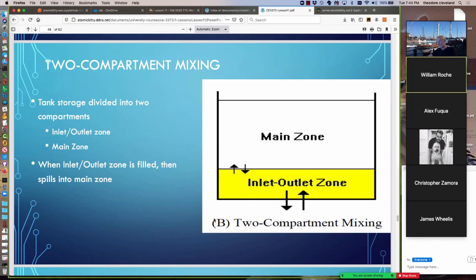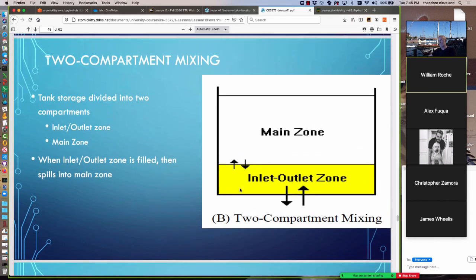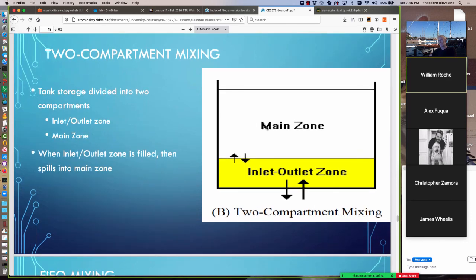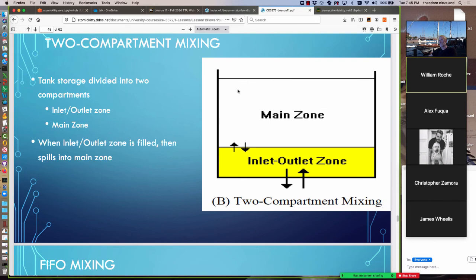2-compartment mixing breaks it into 2 parts. There's an inlet-outlet zone that the analyst prescribes, and then the main zone, and we get a complete mixing, if you will, in the inlet-outlet zone, and then once its capacity is satisfied, then it spills over into the main zone at whatever that concentration is. And then as the inlet-outlet zone is depleted, the main zone supplies back into the inlet-outlet zone. I don't have a good mental or analogous situation of when this is a good mixing model, but it is provided in the software.